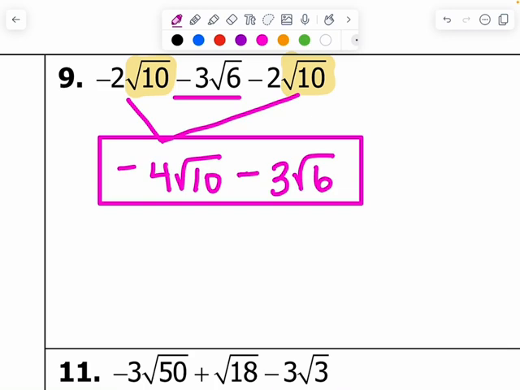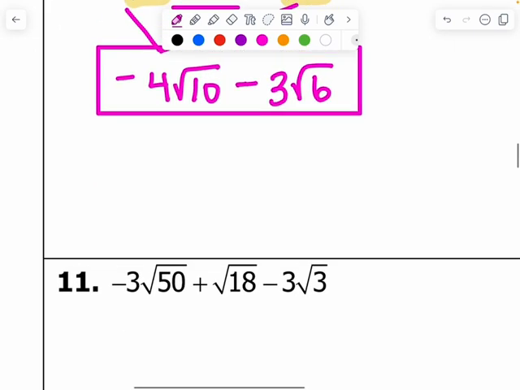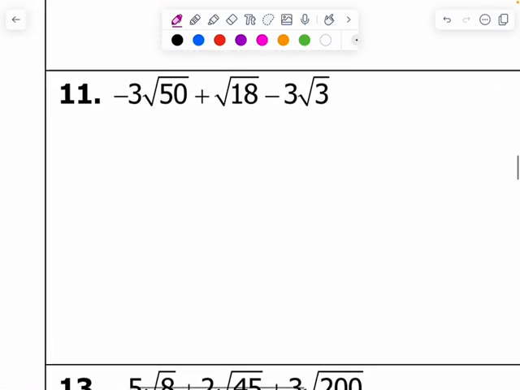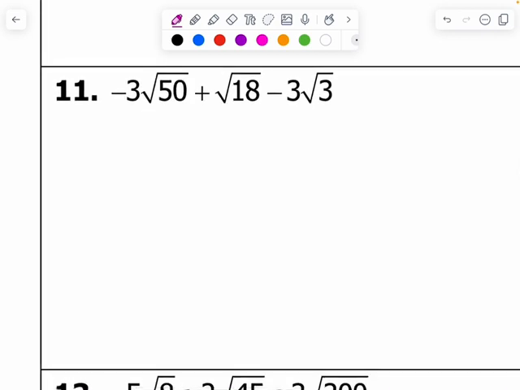Okay. So this is what we're going to do. We're going to do 11 together, and you're going to see how you do on number 12. Okay. So let's do number 11 together. It looks like 2 of the 3 terms need to be simplified. Okay. 3 root 3, we're good. Okay. But we need to simplify the other 2.